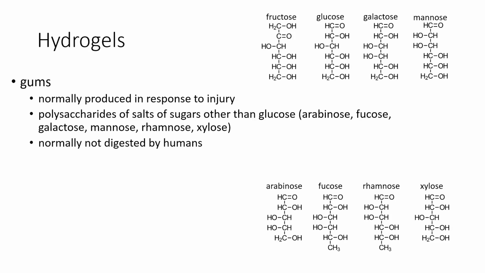Normally, gums are not digested by humans. Remember, these have to go through the digestive system. The enzymes and microorganisms that we have in our digestive system preferentially pick up things like glucose and fructose. They may not have the enzymes to break down these other materials. Therefore, gums are normally considered to be insoluble.